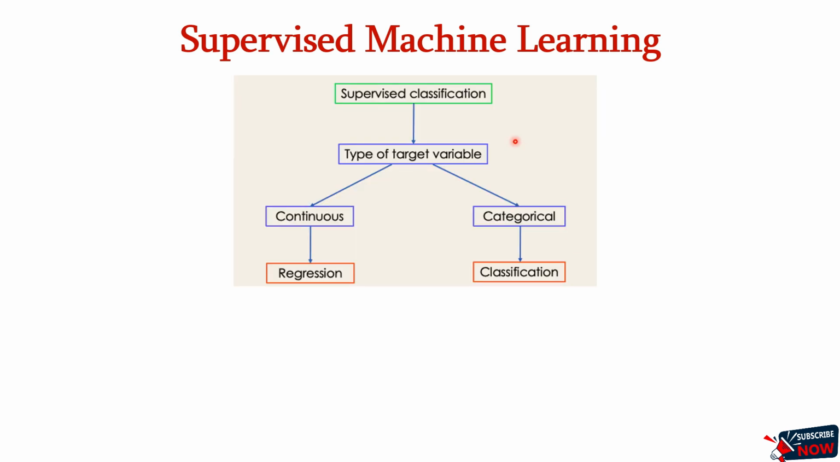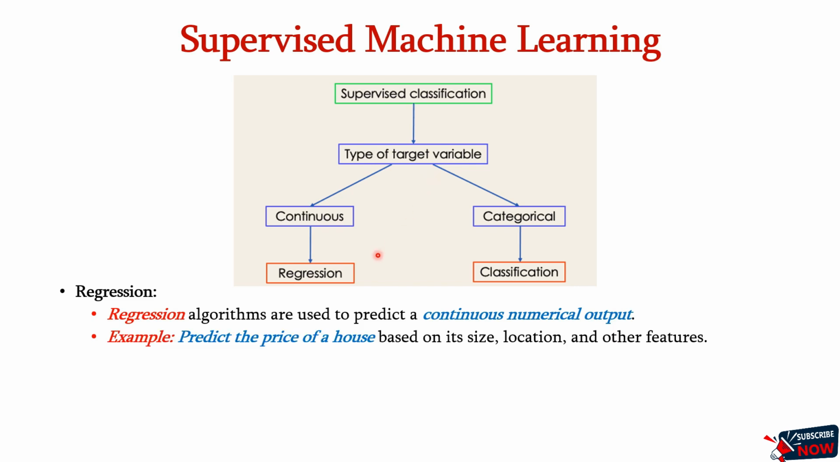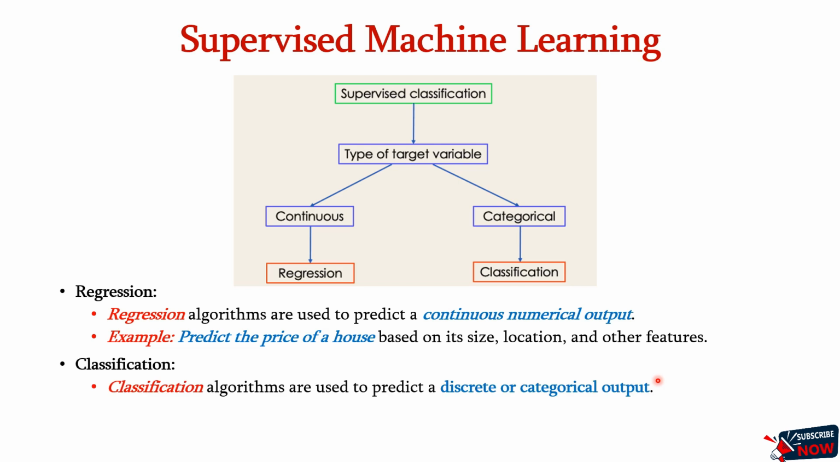Supervised learning can be further categorized into two types based on the type of the target variable. If the type of the target variable is continuous, then it is called regression. The example for regression is house price prediction, which is based on the size, location, and other features. If the type of the target variable is categorical or discrete, then it is called classification. The example for classification is predicting whether an email is spam or not.